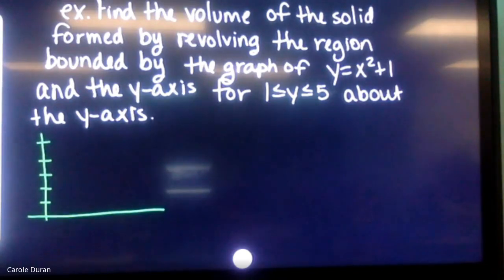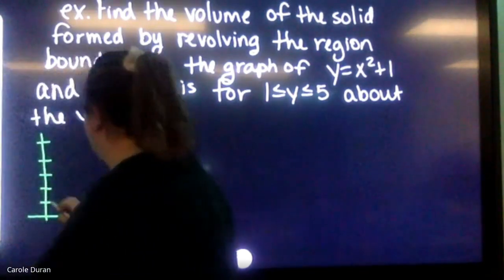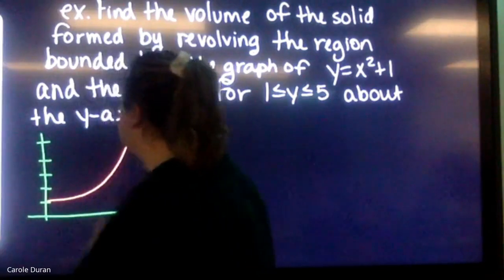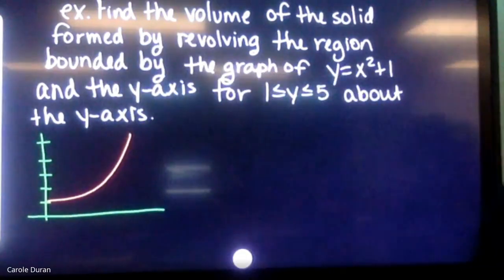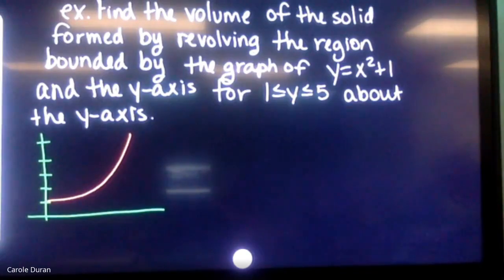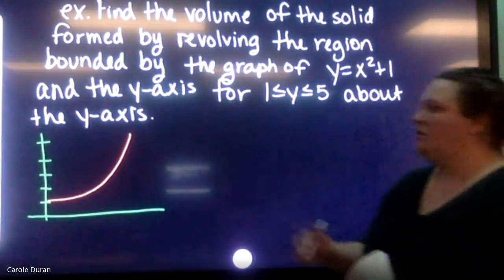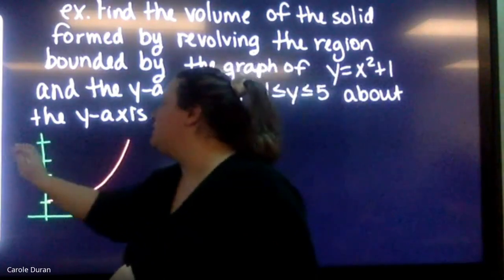And then it also tells me that I'm bounded by y equals x squared plus 1. So that's really the important part that we care about. And y equals x squared plus 1, bounded by the y-axis, is just a parabola, or part of a parabola that starts at 1. So that's what it looks like two-dimensionally. Is it just going to 5? Yeah, it's just going to 5.